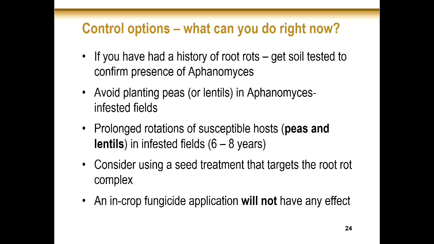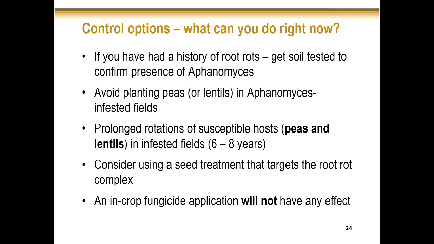And then if you know that you have Aphanomyces, then you should avoid planting peas or lentils in those Aphanomyces-infested fields and prolong your rotation of susceptible hosts in those infested fields for about 6 to 8 years. And so you can consider planting one of those other resistant pulse crops like faba bean, chickpeas, or dry beans if you're in an area where you can grow those.